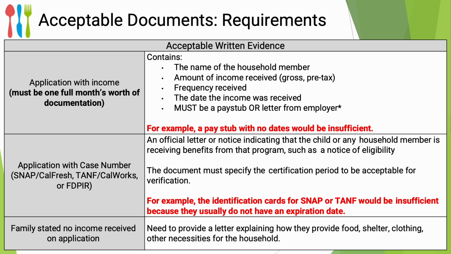And then families could also submit a letter from an employer instead of pay stubs, which we'll talk about in a minute. If they submitted an application with a case number saying that they receive SNAP or TANF benefits, we would need some kind of letter or notice that proved the household member that is enrolled in that program. And if they stated on the income that they have no income, then they need to provide a letter explaining how they meet their needs with no income.